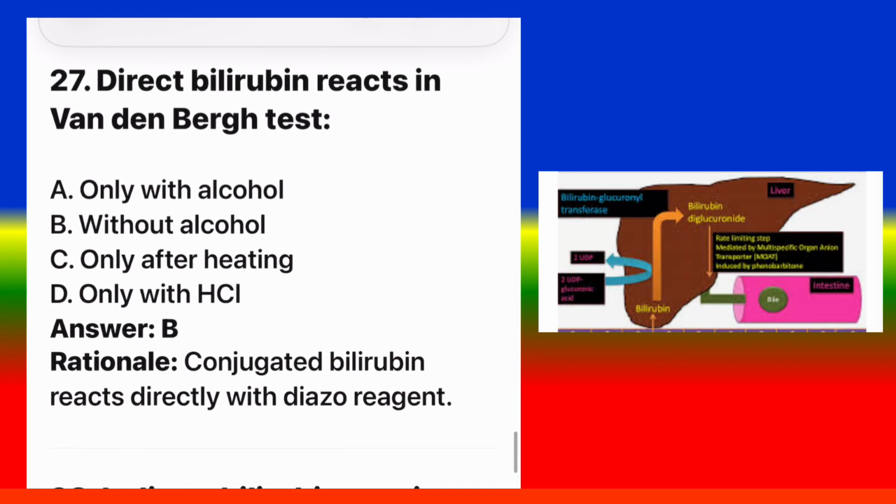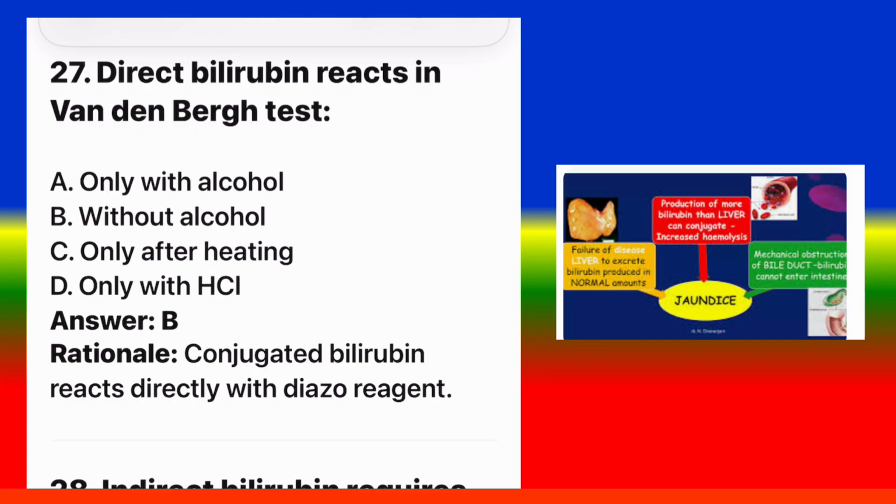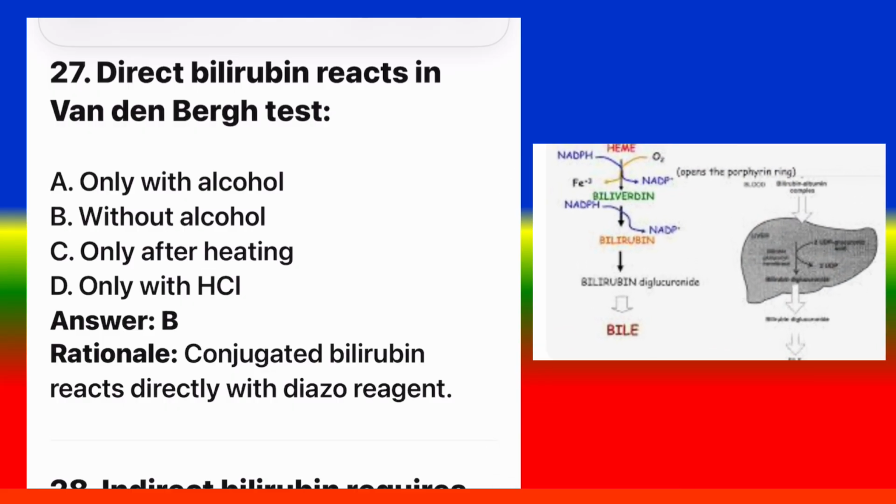27. Direct bilirubin reacts in Van den Bergh test. A. Only with alcohol, B. Without alcohol, C. Only after heating, D. Only with HCl. Answer B. Rationale: conjugated bilirubin reacts directly with diazo reagent.